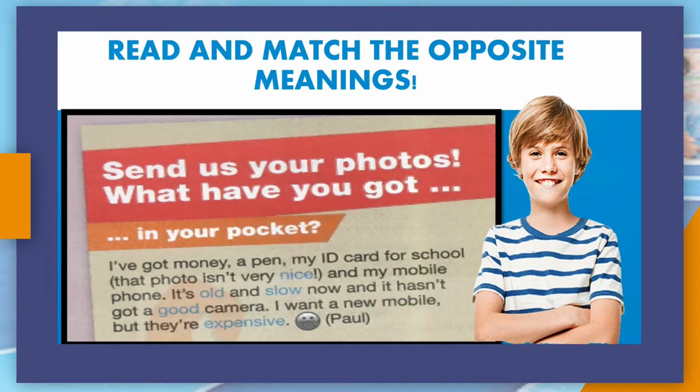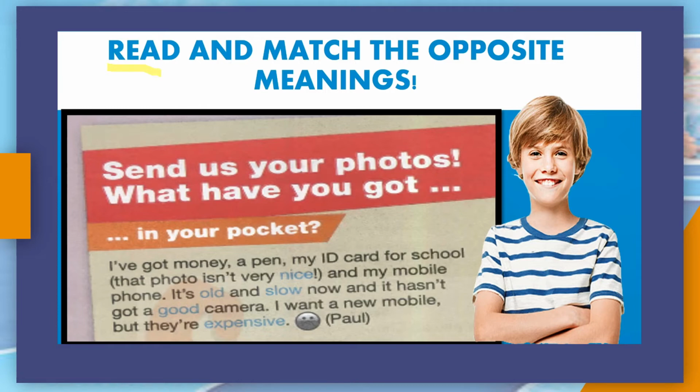Okay, so this one, Paul, the boy here, he talks about how he has money, a pen, and an ID card for school. ID card for school means the one you use in school, like the one you use for the library. But here they are okay. Your work here is to read and match the opposite meanings.